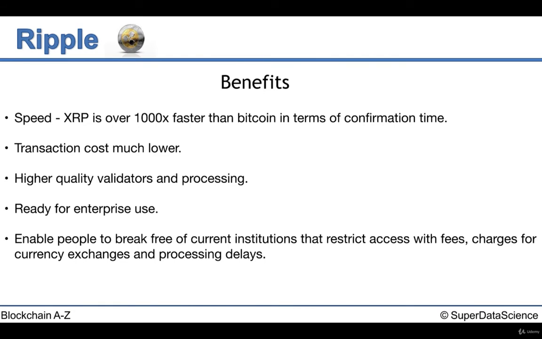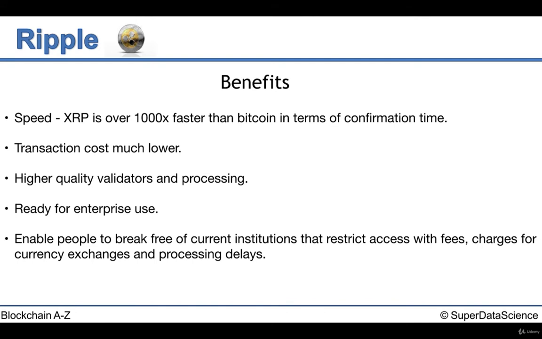So you may be thinking, what are some of the benefits of Ripple? Ripple benefits include speed, and that is that XRP is over 1,000 times faster than Bitcoin in terms of confirmation time. The transaction cost is also much lower. It has a higher quality of validators and processing, and it's also ready for enterprise use, which we can see when we discuss the financial sector picking up Ripple. It's also open source software, and anyone can run a server and validator. And as we've mentioned earlier, if the Ripple company disappeared, it would still function.